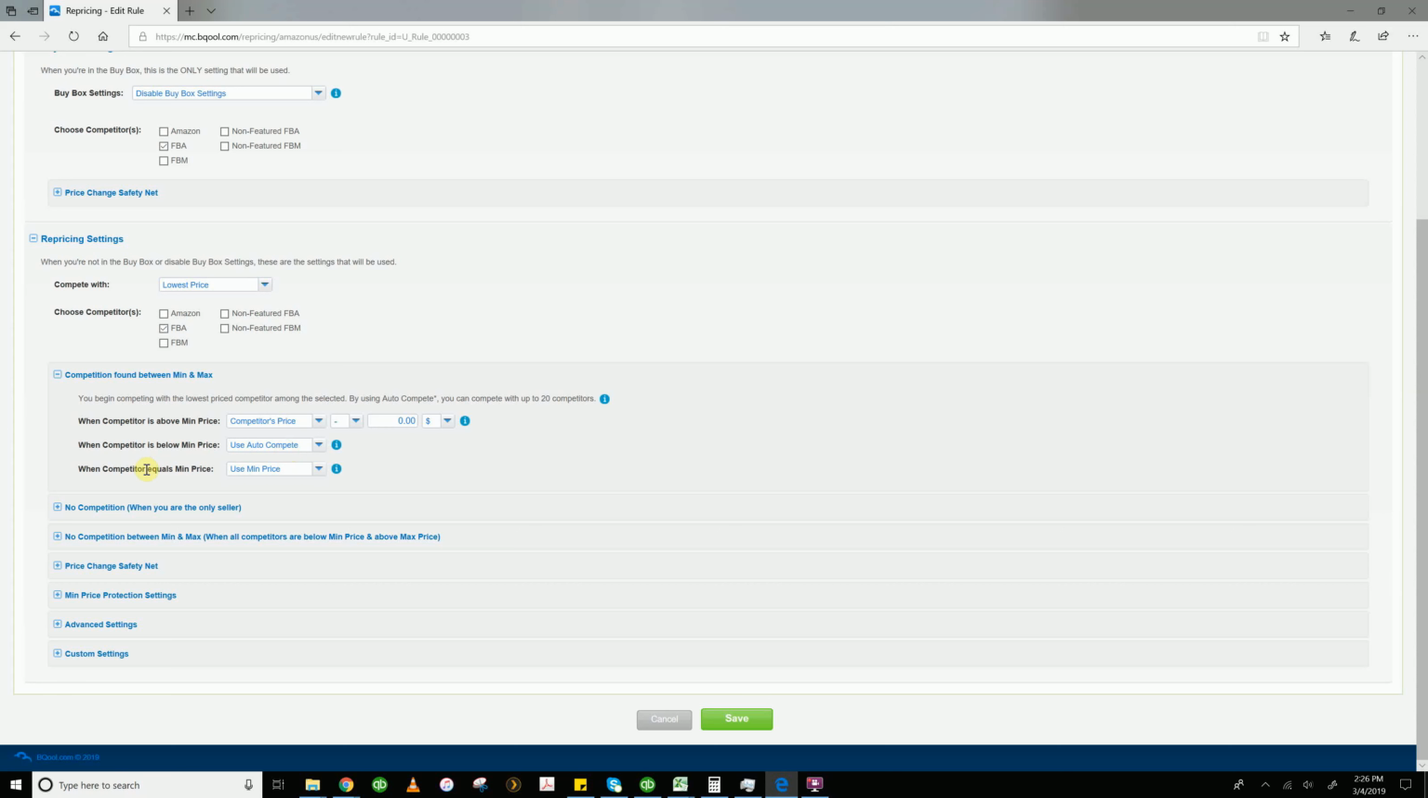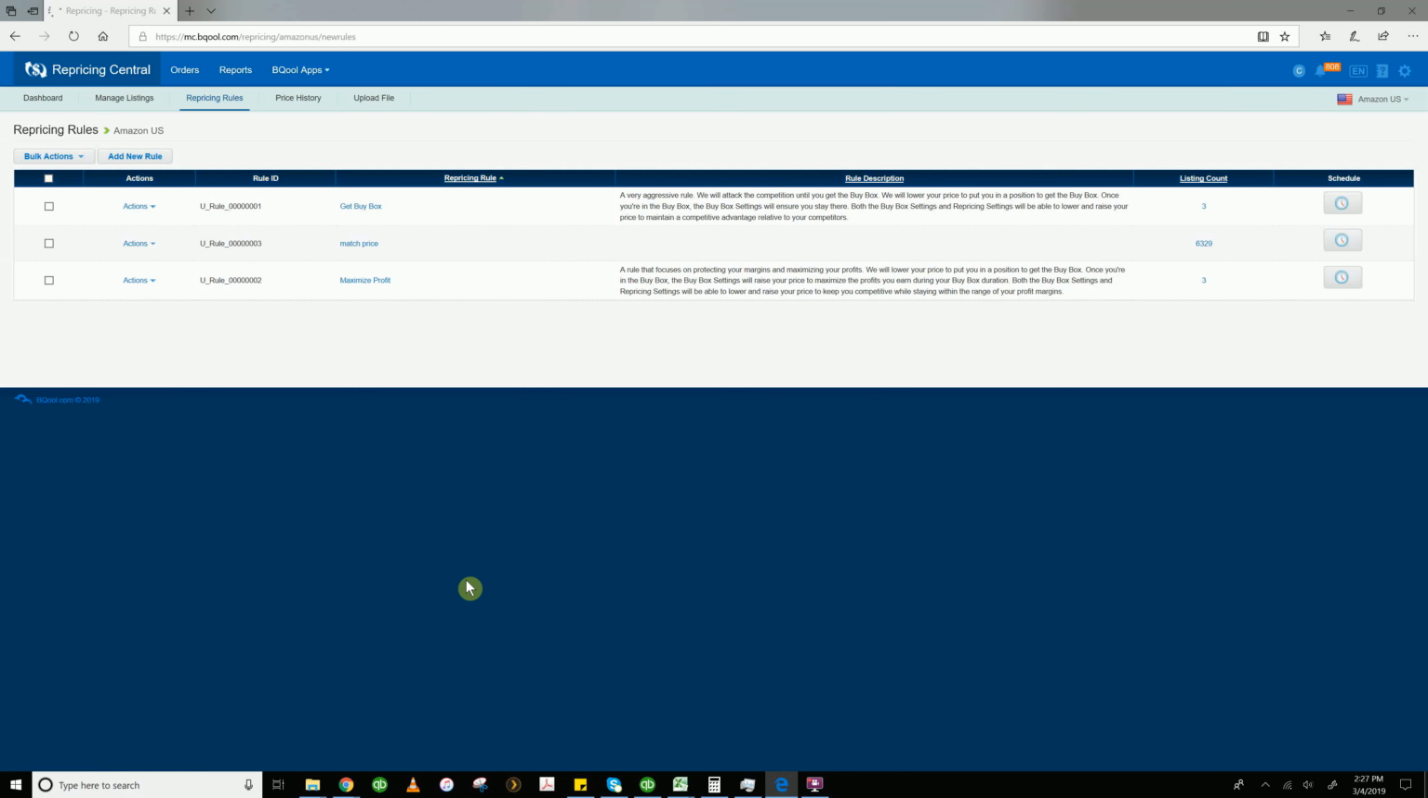And then when competitor price equals min price, just use min price. All that means is that if my min's 60 and the lowest is at 62 or price match is 62, if someone comes down and prices at exactly 60, I will still match them at that very bottom penny price. So we'll use that. You can click save. I'm going to click cancel because I already have my rule. And now we'll go to the listings.